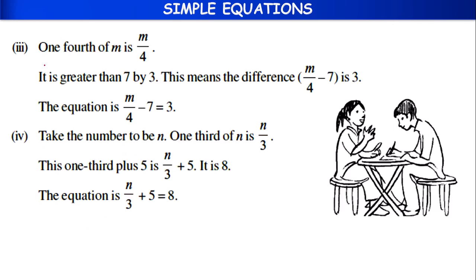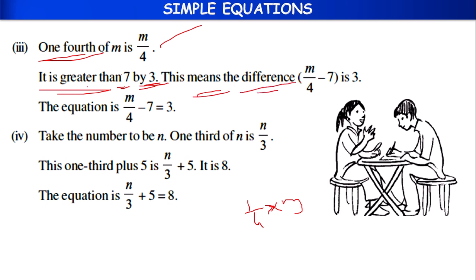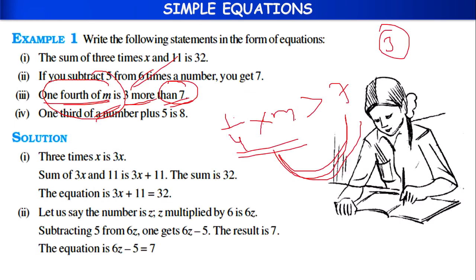So here 1/4 of m is 1/4 into m, which is equal to m by 4. It is greater than 7 by 3, which means the difference of m by 4 and 7 is 3. That means m by 4 minus 7 equals 3. So that is the equation.